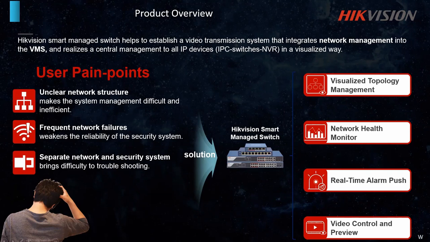So what is the answer? It lies within the Hikvision managed switches, where the first thing is visualized topology management. The system is able to generate a visualization of your network, where you can see where each device is connected, how it is connected, and which port is being used. Also to mention the network health monitor, where you are able to monitor the bandwidth utilization as well as whether the devices are online or offline.